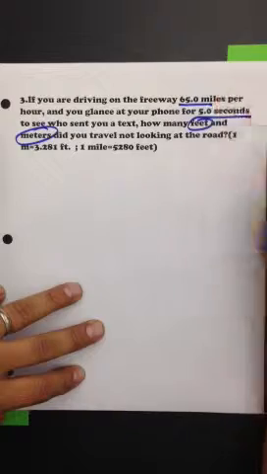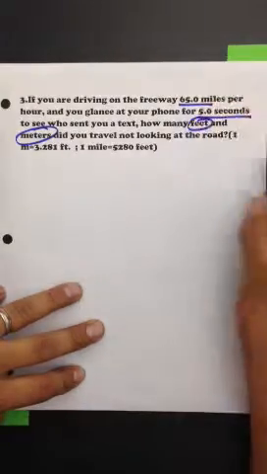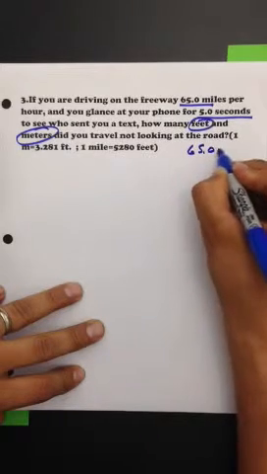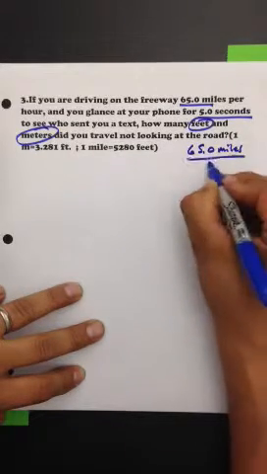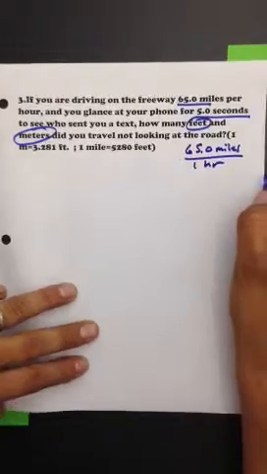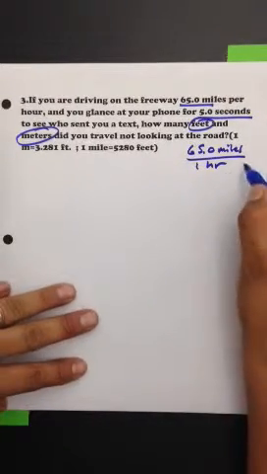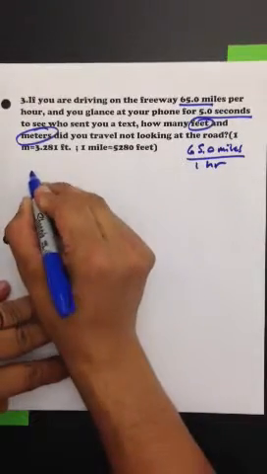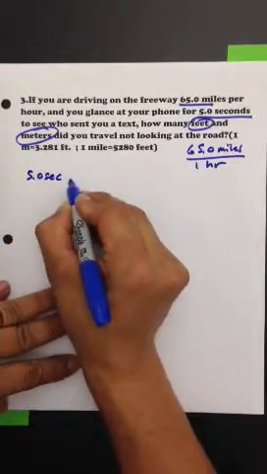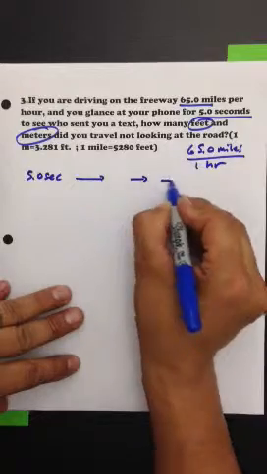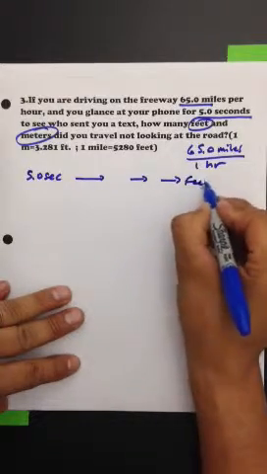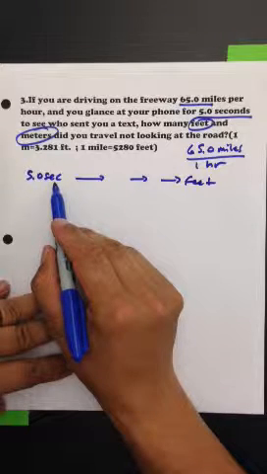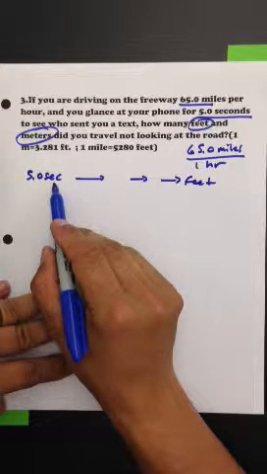Sometimes you get confused. Which number do I start out with? Well, if you write out 65 miles per hour, you'll see something like this, 65 miles per 1 hour. That's a conversion factor. So you'll know, oh, I'll leave that one alone. I'm starting out with time. So I have 5.0 seconds, and I'm trying to find out how many feet it is that I've been looking at the phone. How many feet I've traveled.